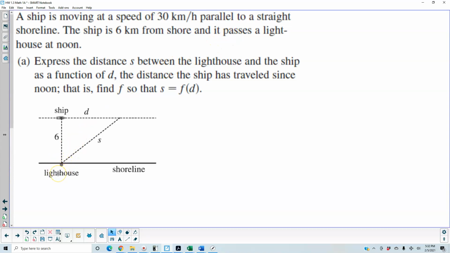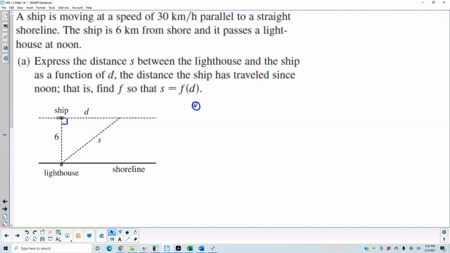So there's the lighthouse. Now what we want to do is express the distance S between the lighthouse and the ship as a function of D, the distance the ship has traveled since noon, that is, find F so that S is equal to F of D. Well, the first thing we need to look at is that this creates a right triangle. So here is our right angle, and there is our right triangle.